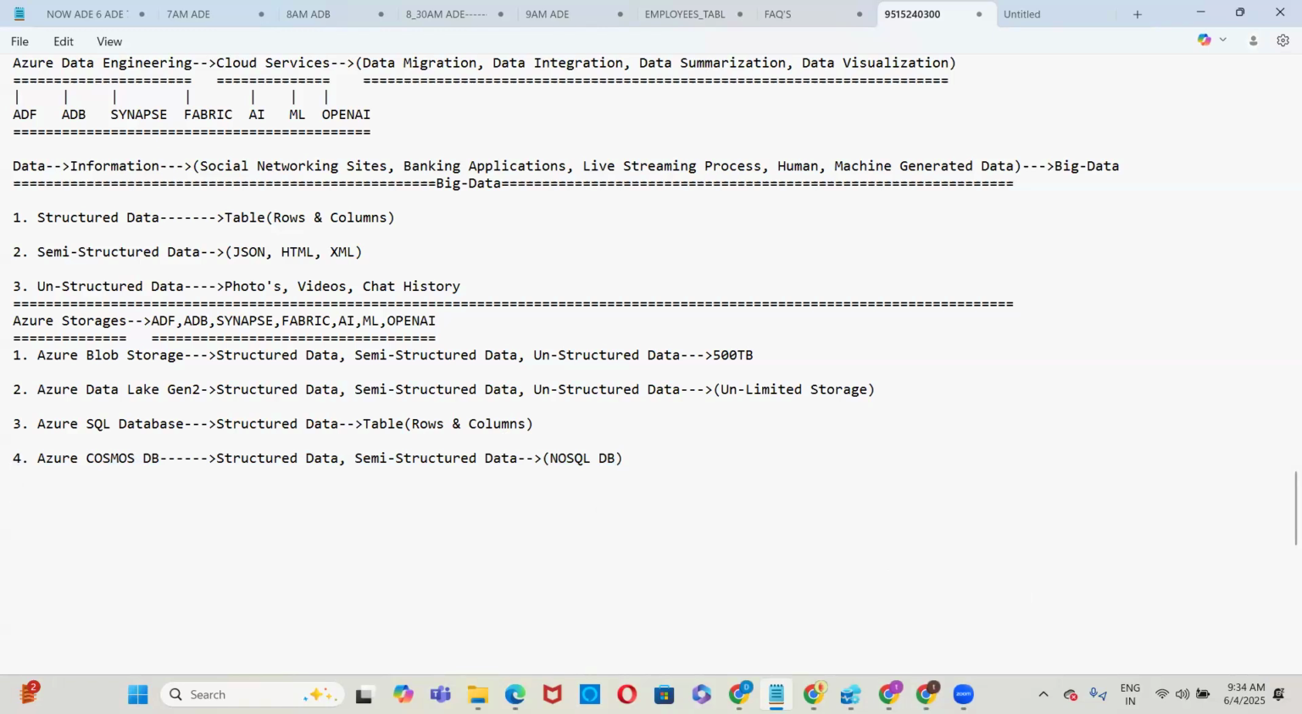In the same way, you have another one, Azure MongoDB. MongoDB is also the same, which can store structured and semi-structured data, but unstructured is not supported because this also uses a NoSQL database. Everyone is clear with the concept?